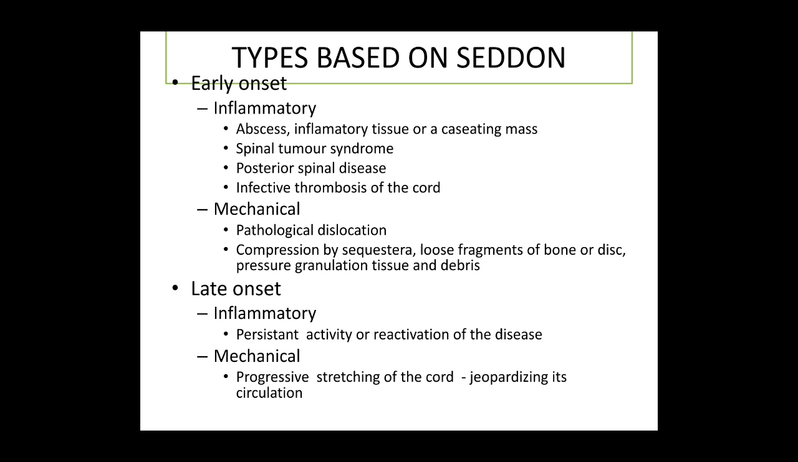What are the causes for paraplegia? So causes are based on Seddon's classification. Early onset is basically because of inflammatory causes like abscess, inflammatory tissue or a caseating mass.